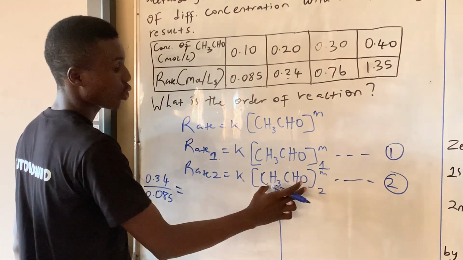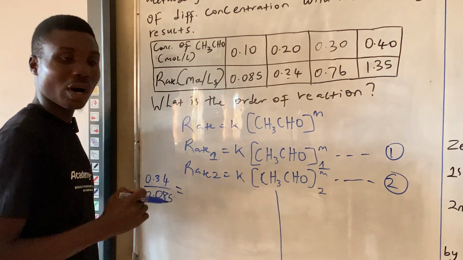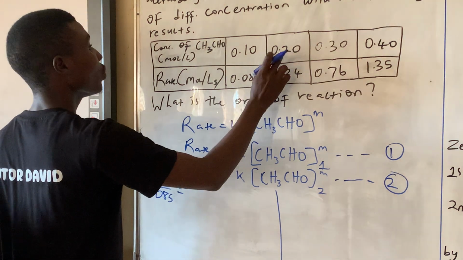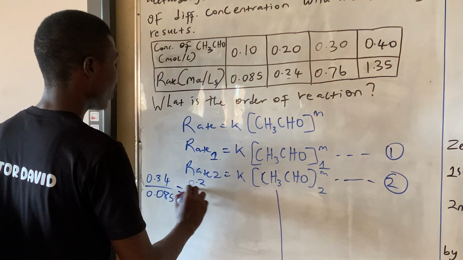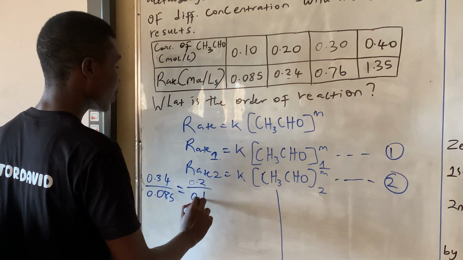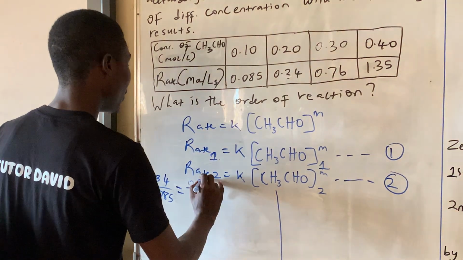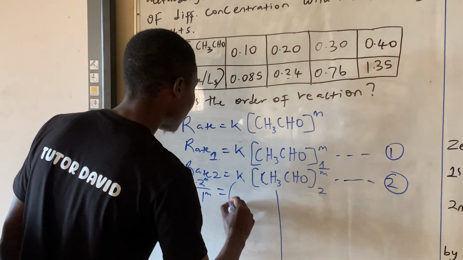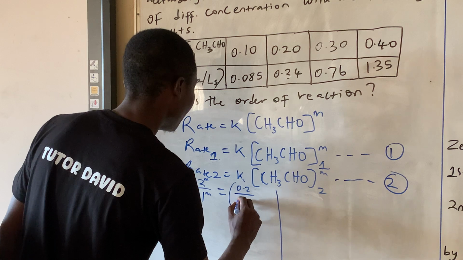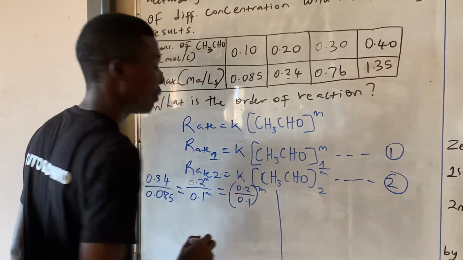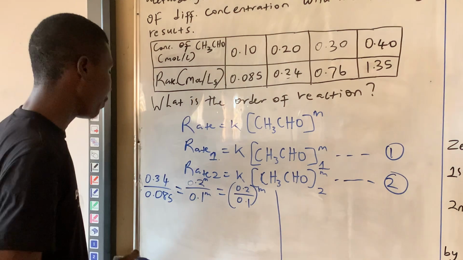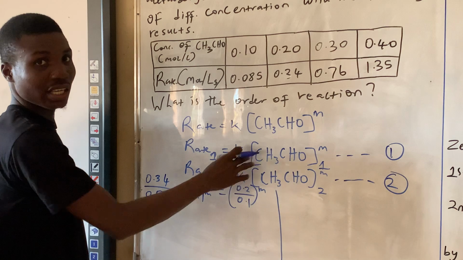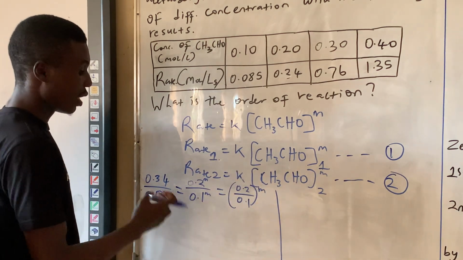So we now have concentration 2 divided by concentration 1. Concentration 2 is 0.2 and concentration 1 is 0.1, and each is raised to the power of m. According to indices, you already know that this can be put as 0.2 divided by 0.1, all raised to the power of m. Are you following me now? By dividing equation 2 by equation 1, we have eliminated k, because k divided by k gives us 1.